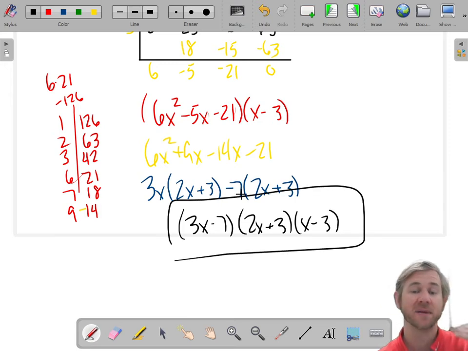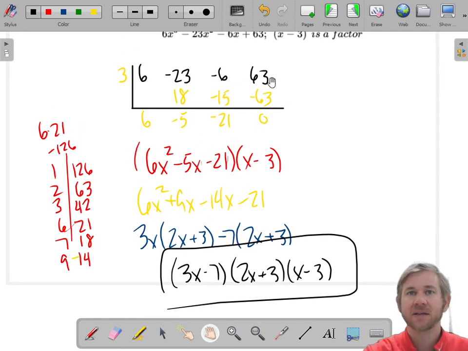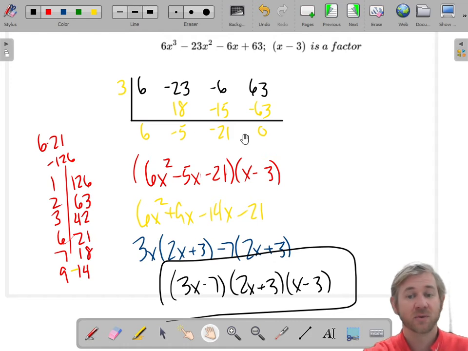That's something that we've never been able to factor until now, but now that we have synthetic division, we can use that to bump something down into a quadratic, which we can always address. So kind of cool. New skills.